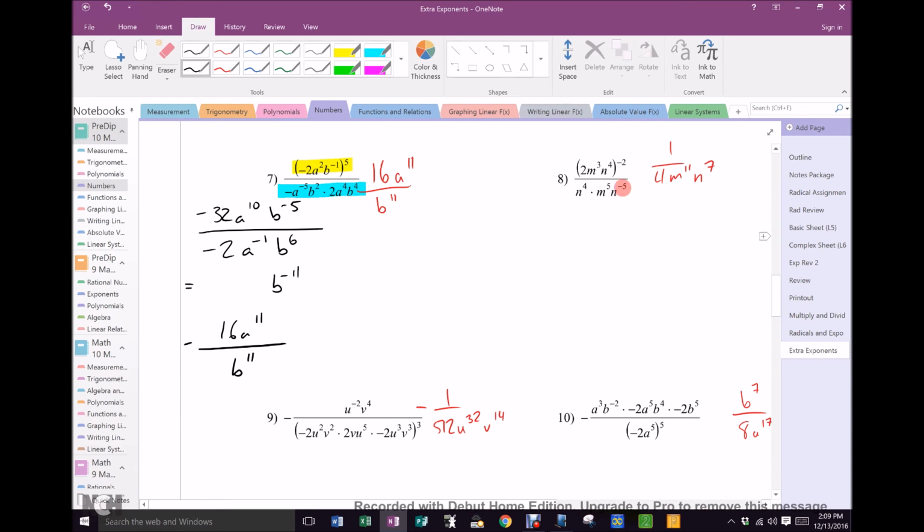Whatever. Come to this one. Tidy the bottom, tidy the top. Do them separately. Tidy the top first. 2 to the negative 2, m to the negative 6, n to the negative 8, over n to the negative 1, m to the 5th. 2 to the negative 2, that's not allowed. So that's going to go downstairs and become 2 to the 2.